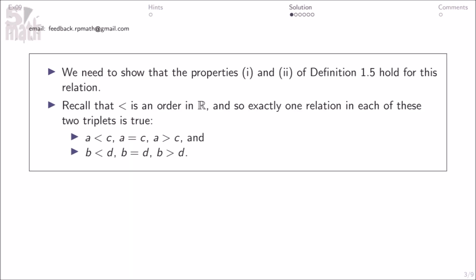We need to show that the properties 1 and 2 of definition 1.5 hold for this relation. Recall that less than is an order in real numbers, and so exactly one relation in each of these two triplets is true: A less than C, A equals C, A greater than C, and B less than D, B equals D, B greater than D.